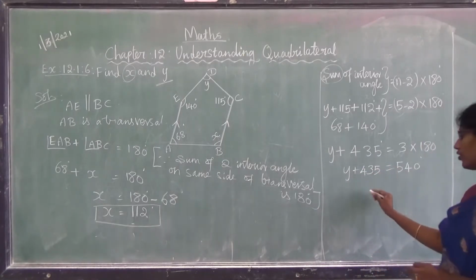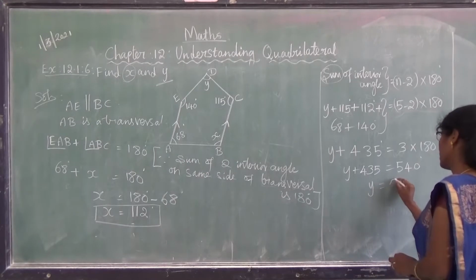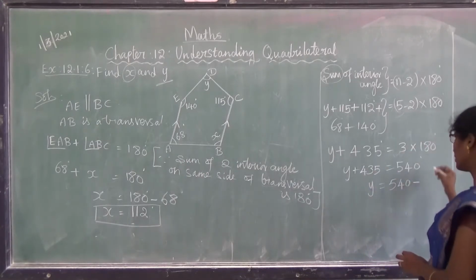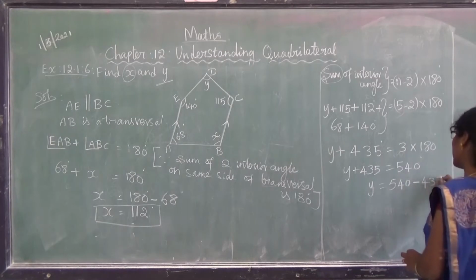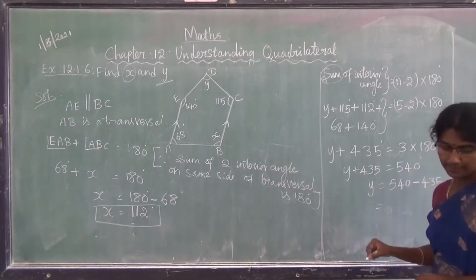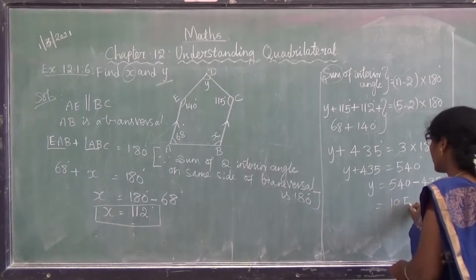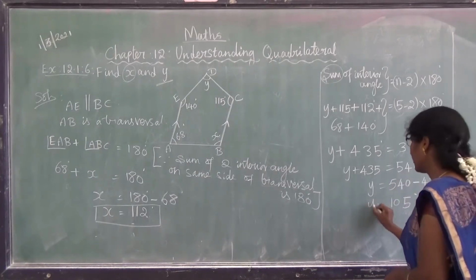We need to find the value of y. So y is equal to 540 minus 435, as plus 435 goes to the other side as minus 435. If we subtract 435 from 540, we will get the value of y as 105 degrees.